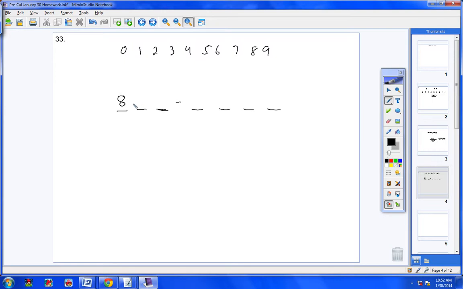Now think about this. In a phone number, you can have repetition. You could have a phone number that's 850-5555. So I have 10 options for this blank, 10 options for this blank, 10 options here, 10 options here, 10 options here, 10 options here. So really what you have is 8 times 10 to the 6th power. And if you type that in correctly, you're going to get 8 million for the answer.